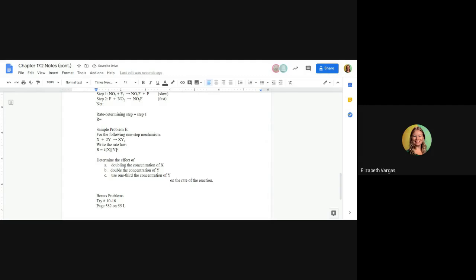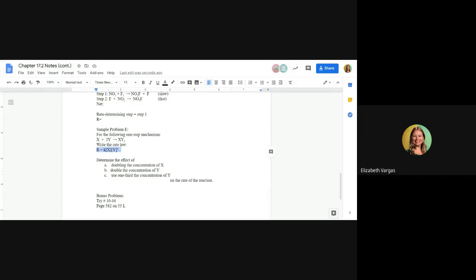Oh, these are really good. Determine the effect of doubling the concentration of X. If this is my rate law right here, what happens if I double X? If this becomes 2X, what happens to the rate? The rate should also go up by 2. If I double this, then this doubles to keep the equation correct.